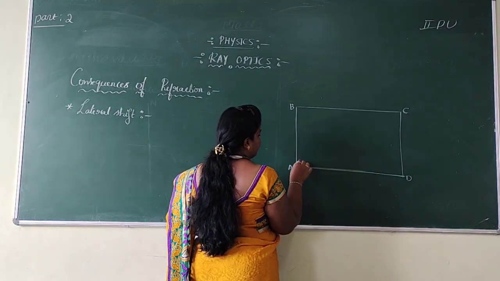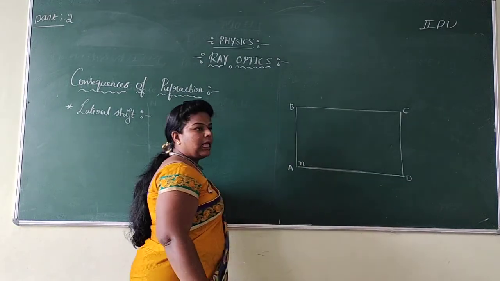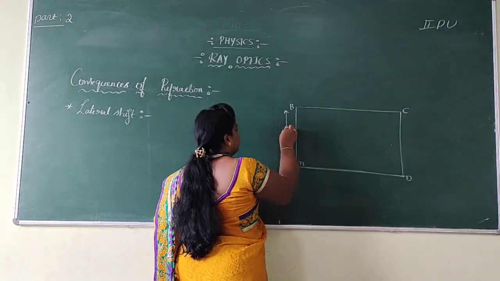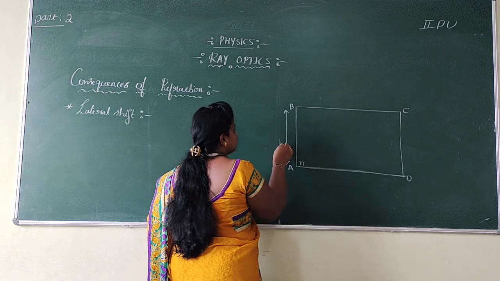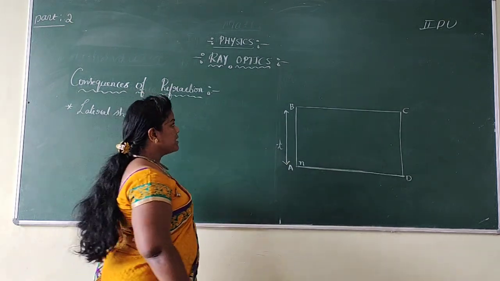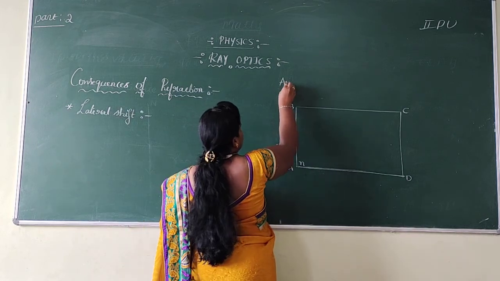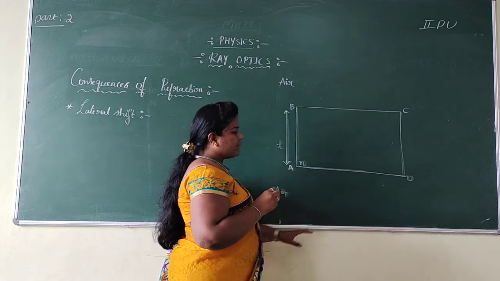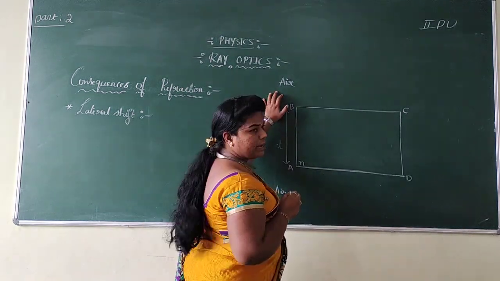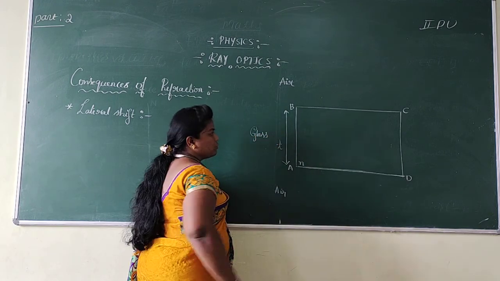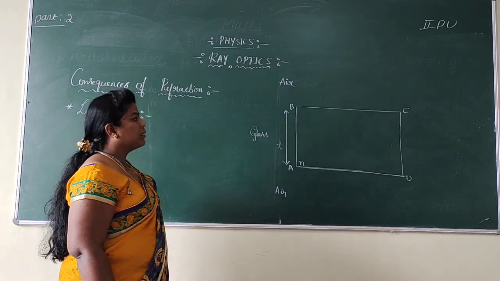The refractive index of the glass slab is N, and the thickness of the glass slab is T. Now dear students, on either side of the glass slab we have air medium. Here we have air medium, here we have air medium, but here it is made up of glass. So this is the glass medium.